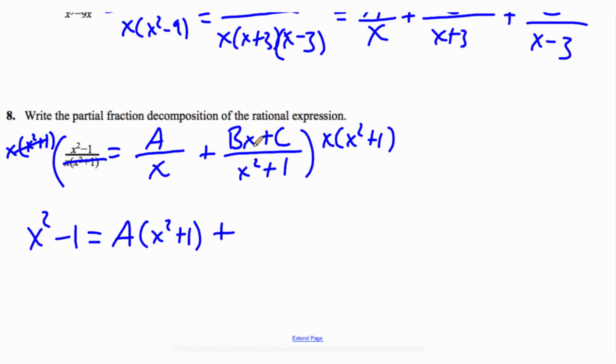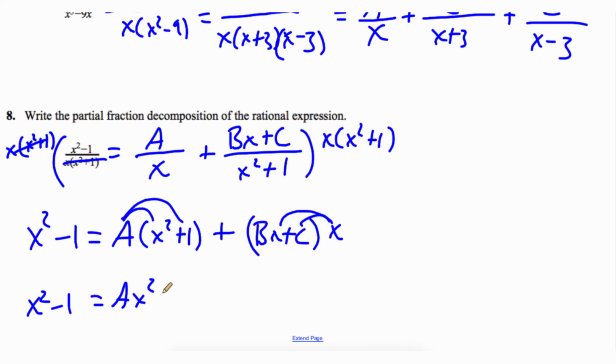For the second fraction, if we multiply that by our x and x squared plus 1, this time the x squared plus 1s would cancel each other out. We'd still have the bx plus c, and I'm going to put that in parentheses because we still need to multiply that by our x. Now there's a little distributive property we need to do with our a and with this x on the right-hand side. So we end up with x squared minus 1 equals ax squared plus a plus bx squared plus cx. And now we're going to look at setting up our equations.